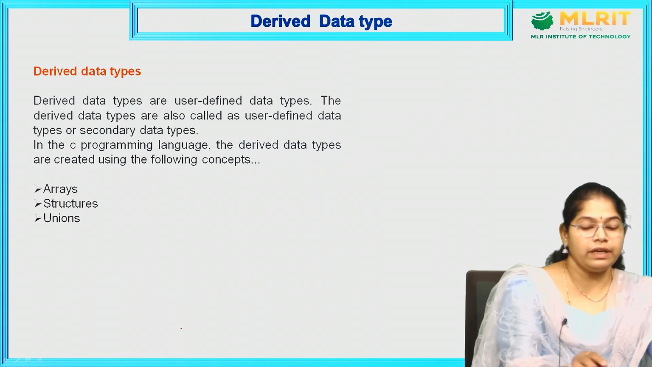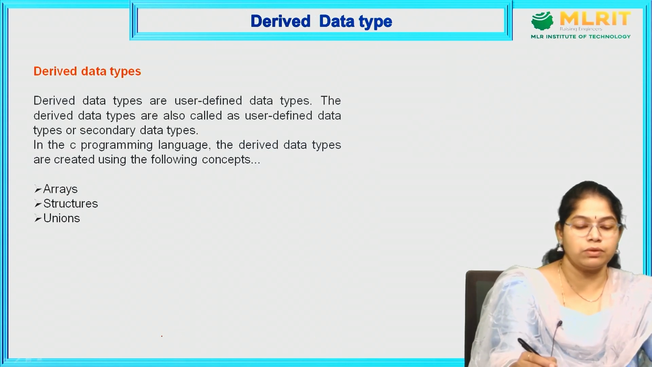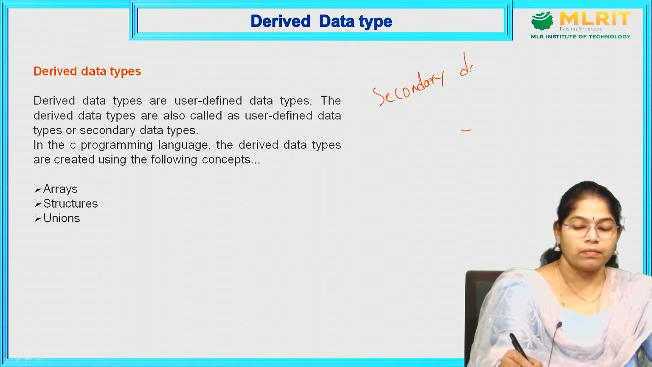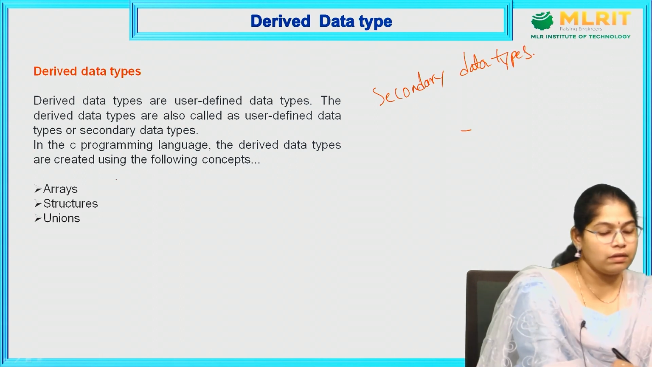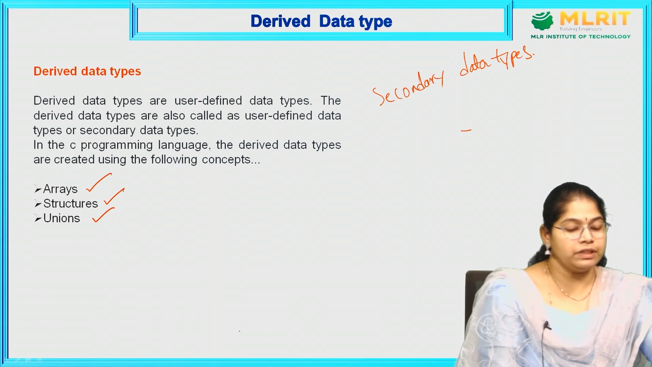Then we have derived data types. Derived data types are also known as secondary data types. Arrays, structures and unions come under derived data types.